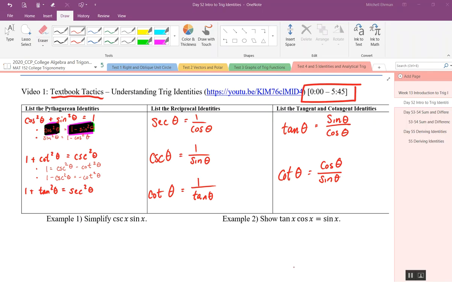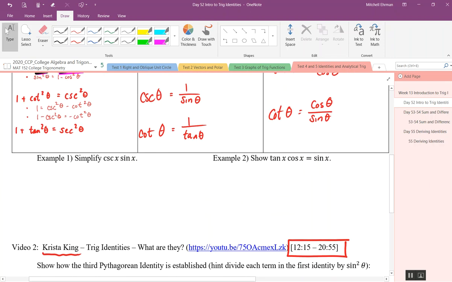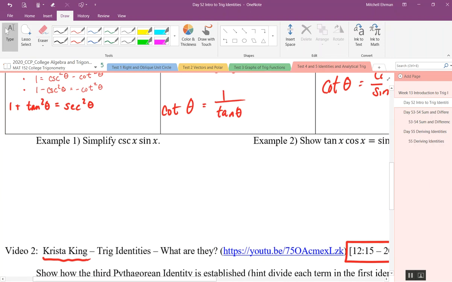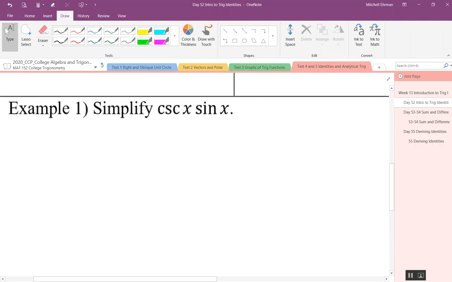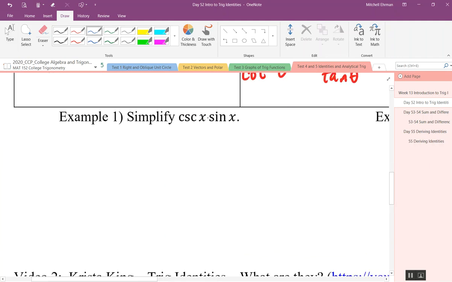Okay, so I've now updated my worksheet, and again, these identities are good to reference for future assignments. So it's nice to have them all listed in one central location here. We're actually going to use these identities now to complete the two examples, and we're going to simplify cosecant x times sine of x. And while it's not explicitly clear, there is an implied multiplication sign here. So cosecant of x times sine of x.